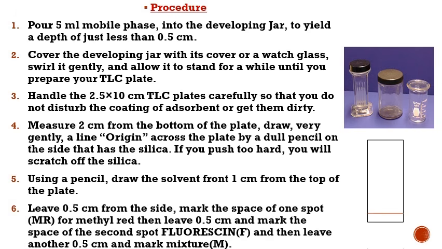Then, leave 0.5 centimeters from the side, mark the space of one spot for methyl red. Then, leave 0.5 centimeters and mark the space of the second spot, F, for fluorescein. And then leave another 0.5 centimeters and mark M for mixture.